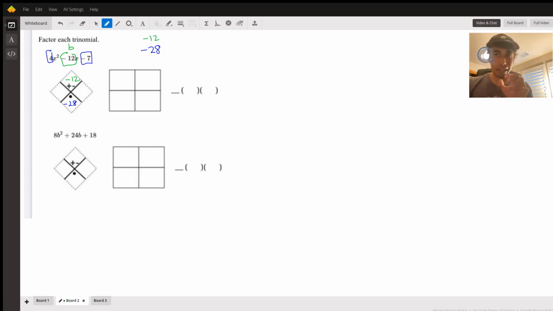There's no way I can combine 28 with 1 and then add those up to get -12, right? Because remember, we're adding up to -12, so that's not going to work. Our other options are 4 and 7, where one of those two is negative, but that also will not give us -12. So the one other thing we could do is try some combination of 2 and 14, right? Because we're really saying what times what equals -28, but when we add them, it equals -12.